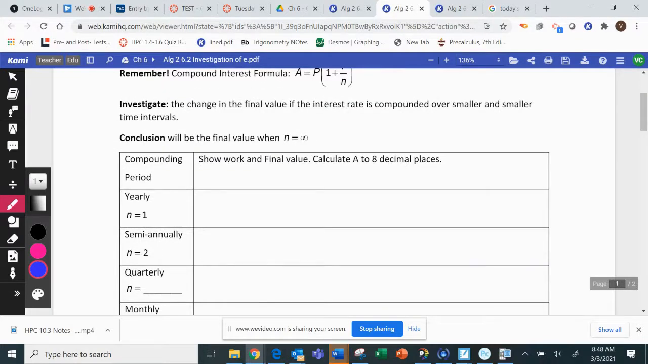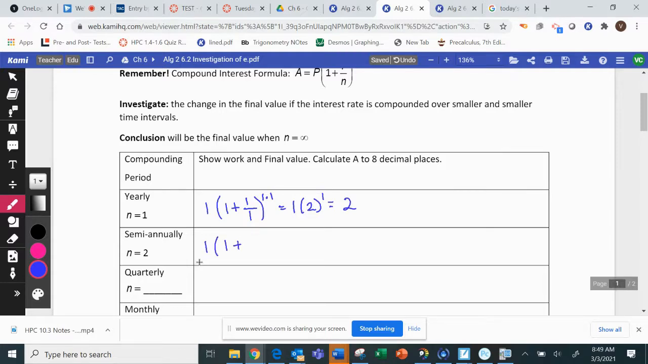So for yearly, we're going to invest $1 at 100%, 1 time a year, to the 1 time a year multiplied by 1 year. So basically for yearly, everything's 1. I'm plugging it all into the formula. And what do I get? Gosh, you don't need a calculator for this one. What do I get? Ashton, what do I get? 2. Excellent.